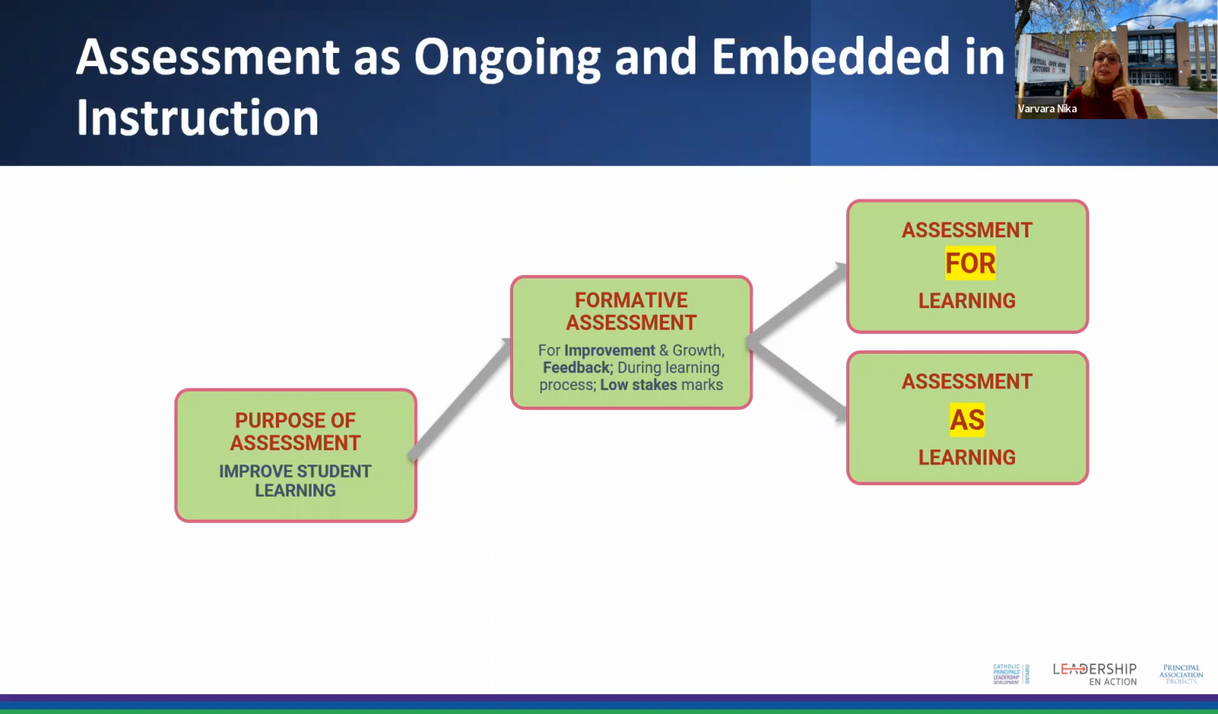This is assessment that builds students' capacity over time to be their own best assessor. Again, this is non-evaluative and occurs ongoing during the instruction. It is used by students to provide feedback to other students, which is peer assessment, but also used by students to monitor their own progress, so they can reflect, make adjustments and set individual goals.